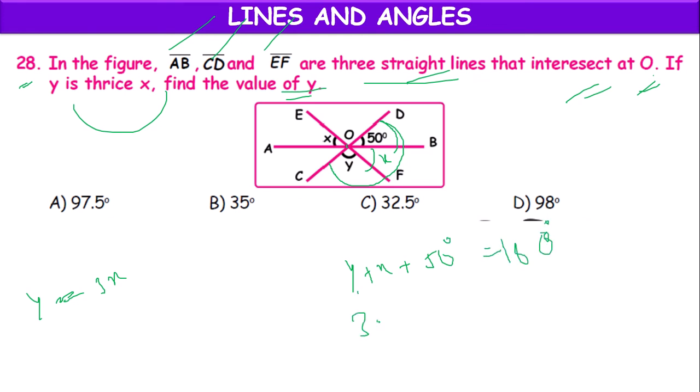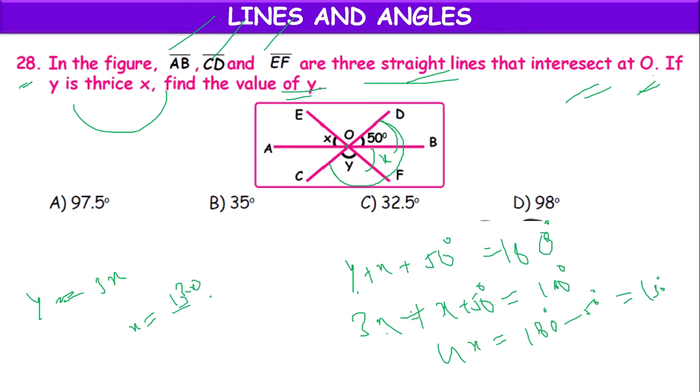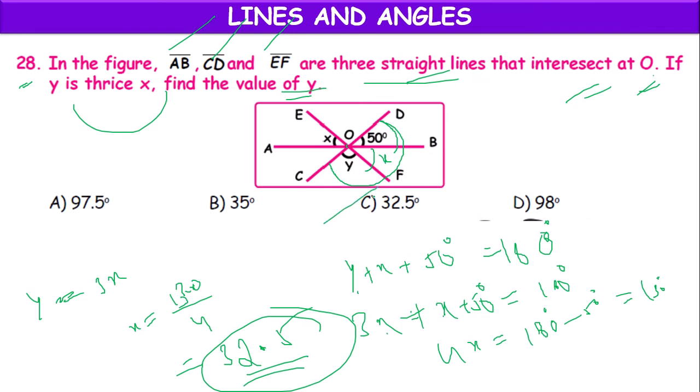But Y is thrice of X. 3X plus X plus 50 degrees equal to 180 degrees. 3X plus X, 4X equal to 180 minus 50, which is equal to 130. So then X equal to 130 by 4. 32.5 degrees. So option C is right.